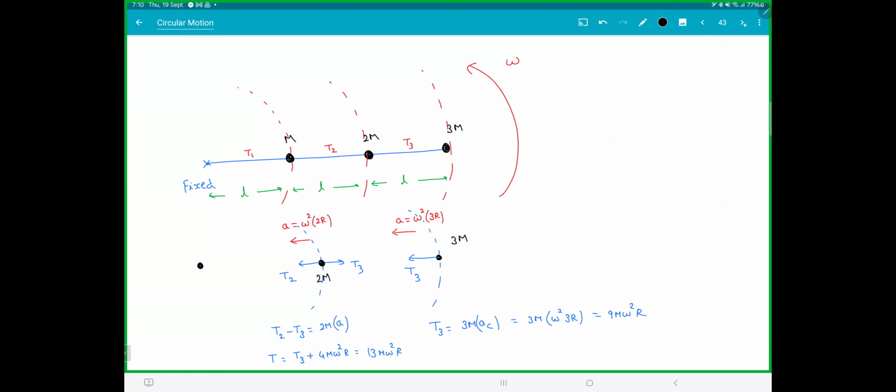Next thing, I will choose my system as m. On m, there are two forces. T1 is pulling inside, T2 is pulling outside. Remember, every particle, M and 2m, will have two rods. You are going in a circle. Since you are going in a circle, there will be an acceleration, which is omega square into radius, which is r. Then the force equation will be T1 minus T2 is equal to m omega square r. But T2 is already 13, so T1 will be 14m omega square r. So from here we can see the ratio T1 is to T2 is to T3 will be 14 is to 13 is to 9. Please check the steps.